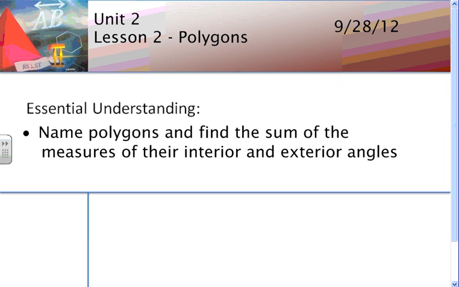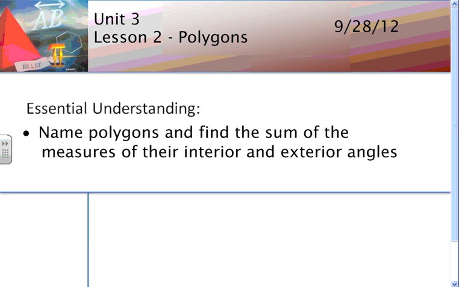Okay, so this is our second lesson in our third unit. Oh, we should change that up here. This is going to be Unit 3, Lesson 2, which covers polygons. So our learning goal for this lesson is this. We'll be able to name polygons and then find the sum of the measures of their interior and exterior angles.